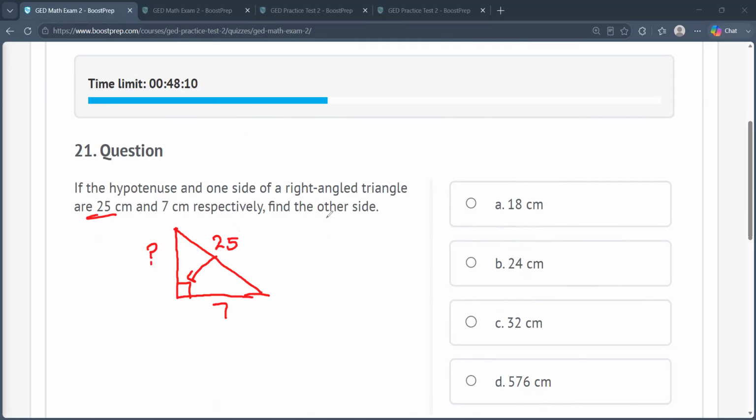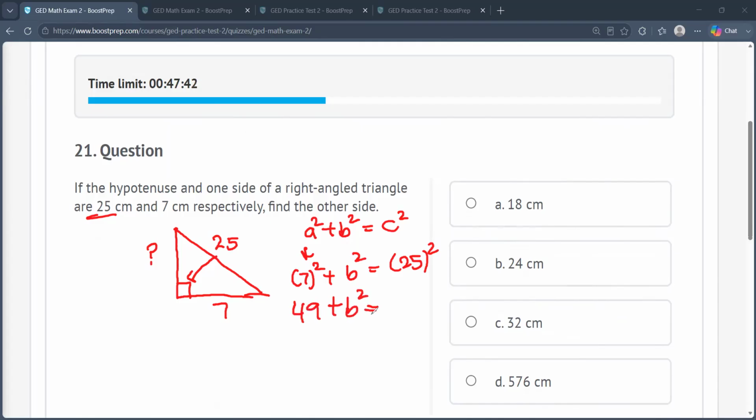Now we're going to use the Pythagorean theorem because it is a right triangle. A and B are legs, C is the hypotenuse. One of my legs is 7, so you could say 7 squared. My other leg, I'm not sure, so I'll call it B, or X, whatever. C is my hypotenuse, which is 25 squared. So 7 squared is 49 plus B squared, and 25 squared is 625.